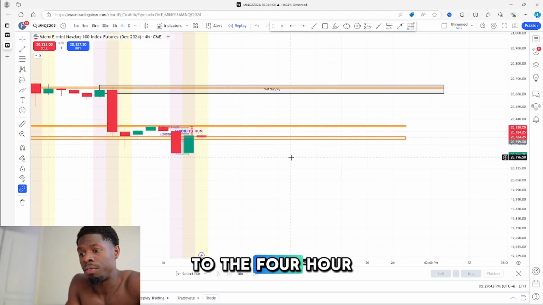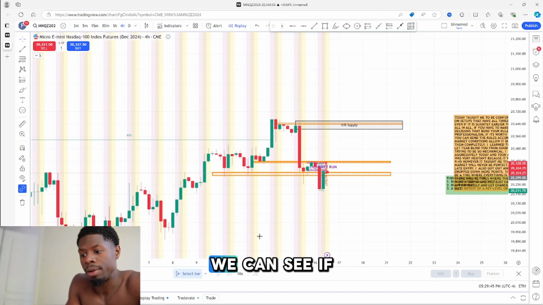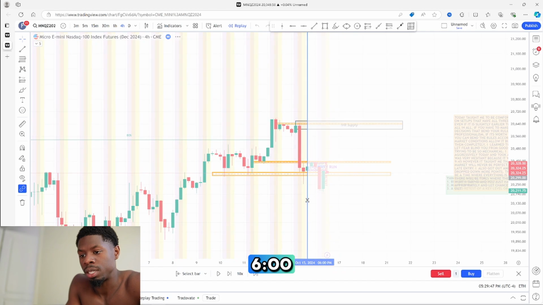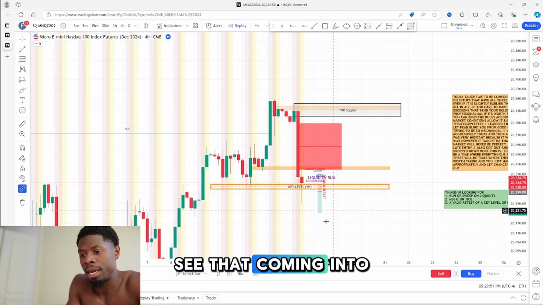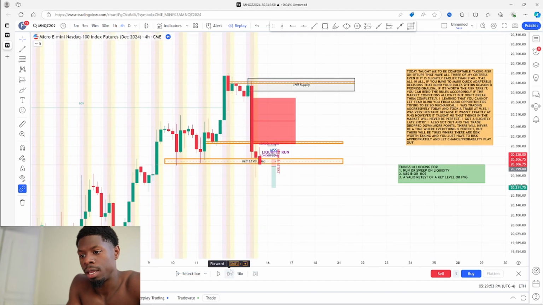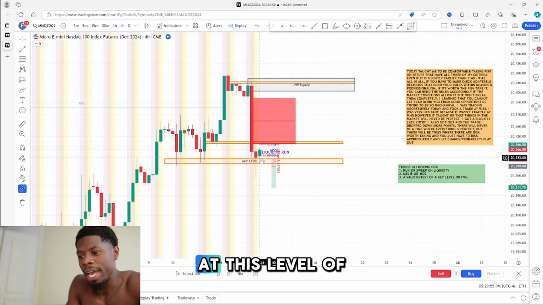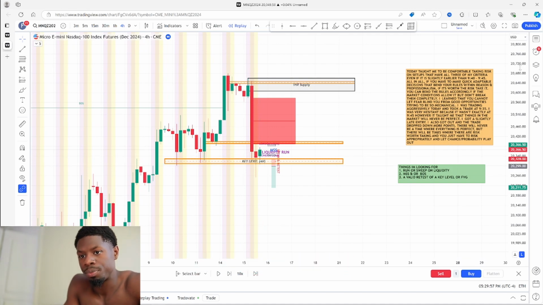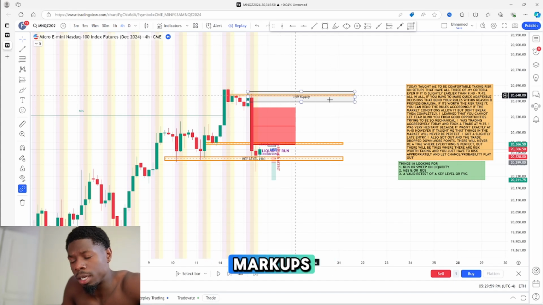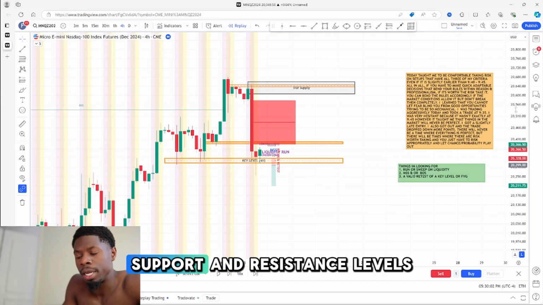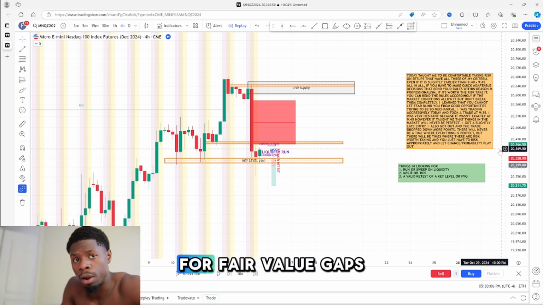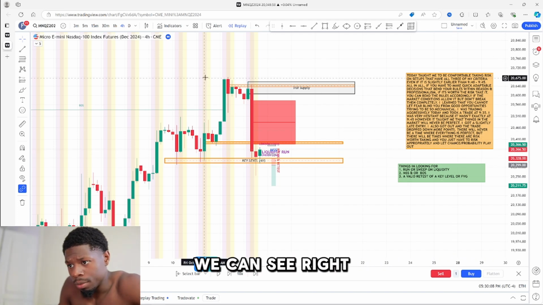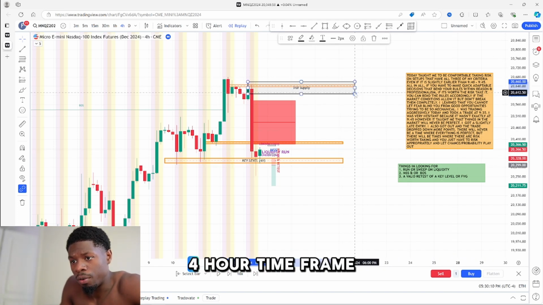If we go down to the 4 hour time frame, right, we can see if we go back to 6 o'clock, right? So we can see that coming into the day, we was right at this level of support. So when I do my markups, I'm only looking for support and resistance levels. I'm looking for supplies and demands, and I'm also looking for fair value gaps, right? We can see right here on the 4 hour time frame.